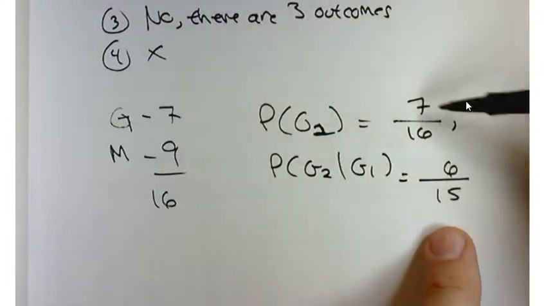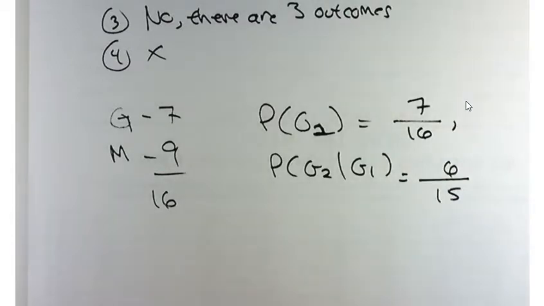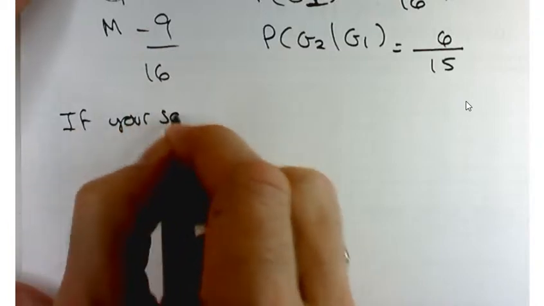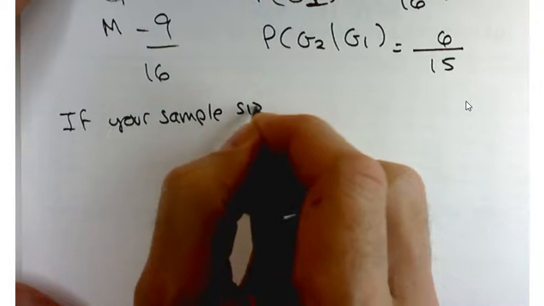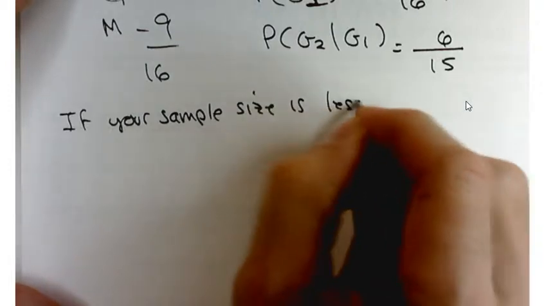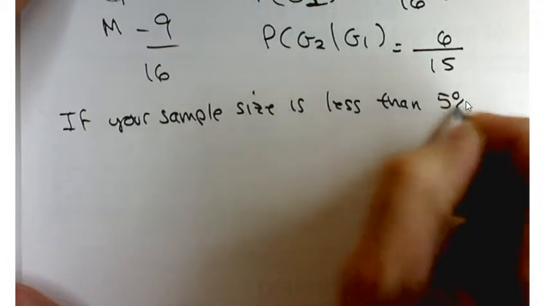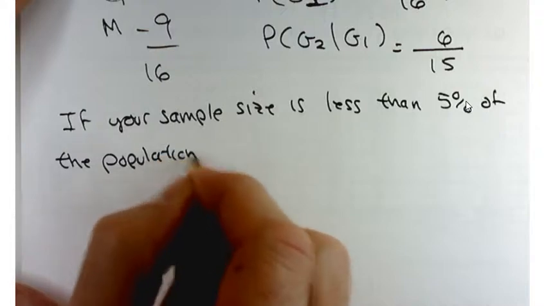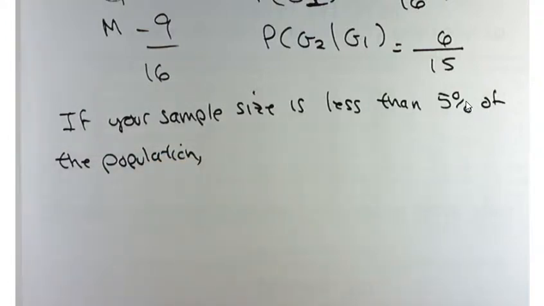Fortunately, if your sample size is kind of small compared to your population, the difference in these two things is slight enough that we can kind of ignore it. We pretend that they are independent even if they're not. And it's called your 5% rule. So if your sample size is less than 5% of the population, then you can treat sampling without replacement as leading to independent events, even though technically it's not.